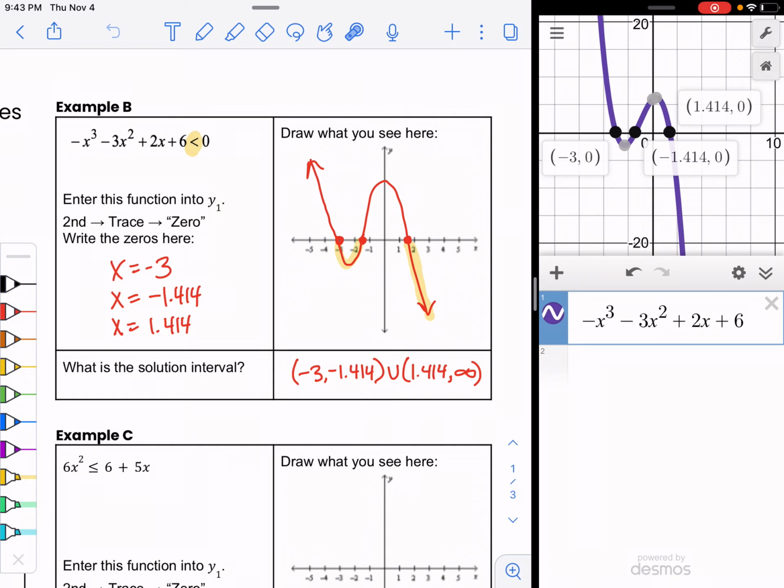So quickly just draw the graph. And then this one's asking for less than 0, so we're talking about below the x-axis there. So that's going to give you this one here.